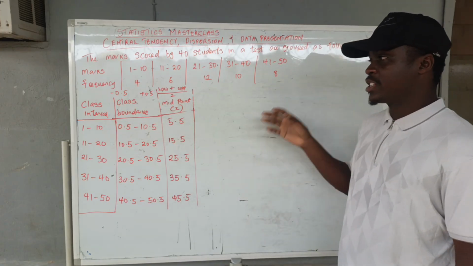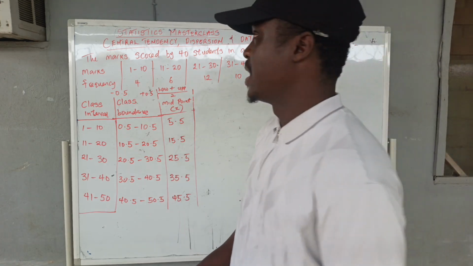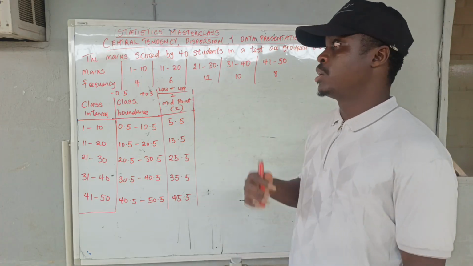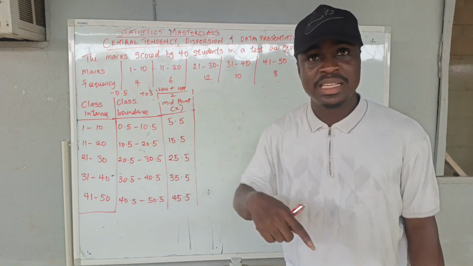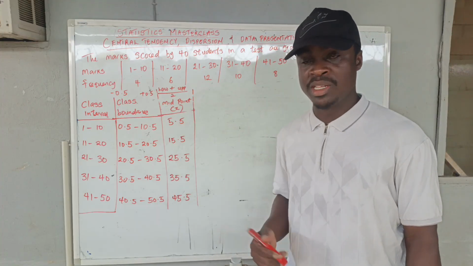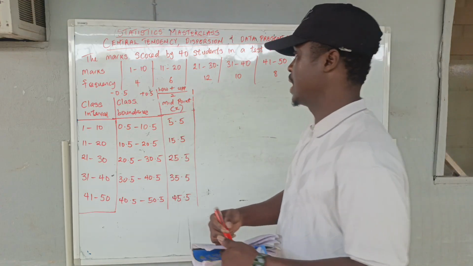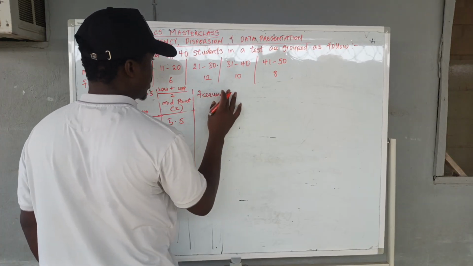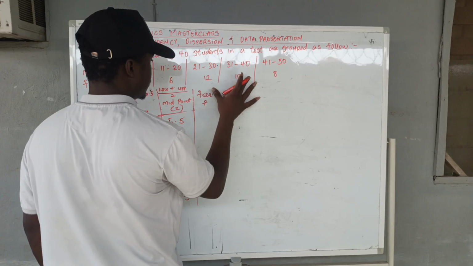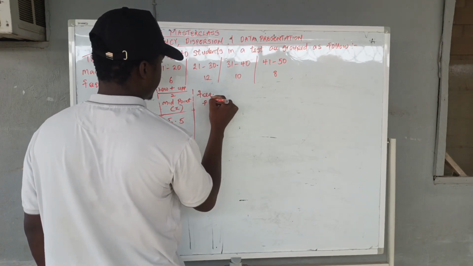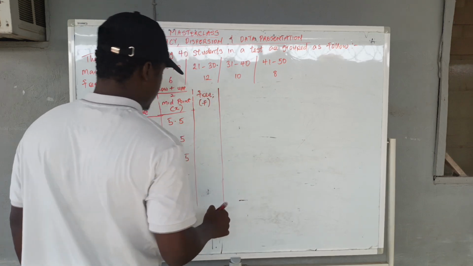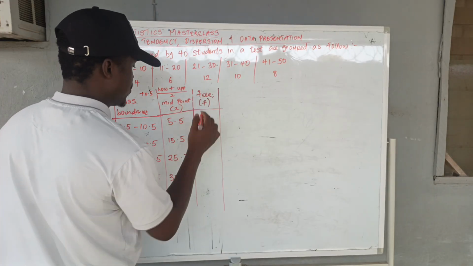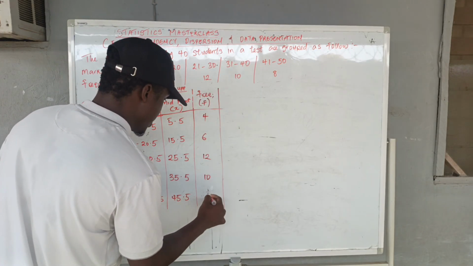Now, the next one on the list is the frequency, and the frequency has already been given to us in the question above, so we don't need to look for it. Frequency is the number of times that a particular data occurs, and it is usually denoted by f. So we have 4, 6, 12, 10, and 8.